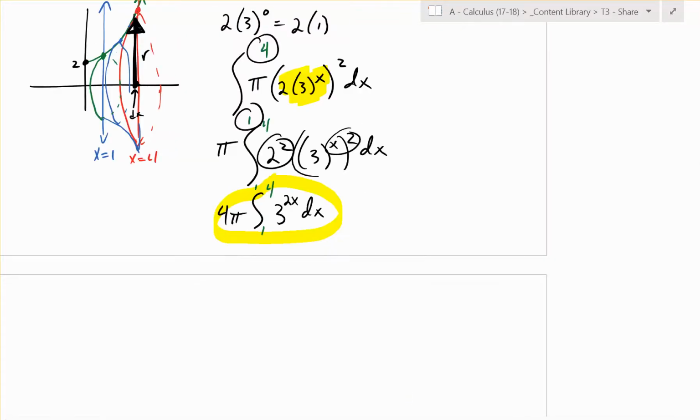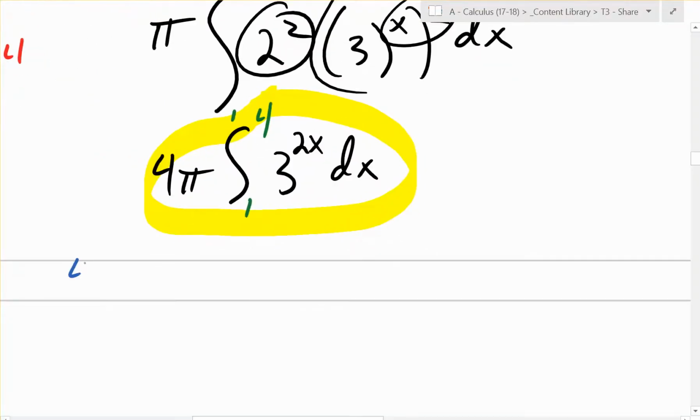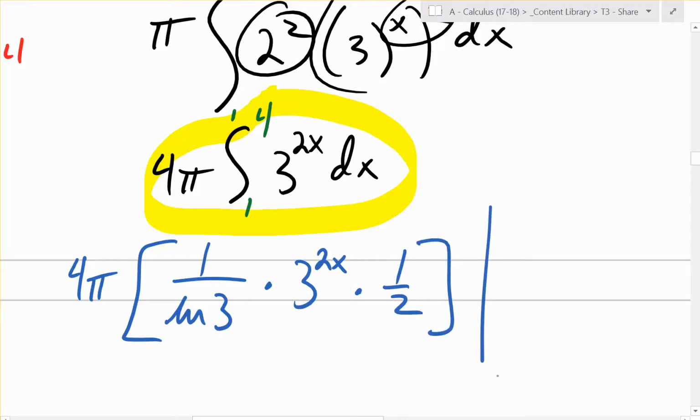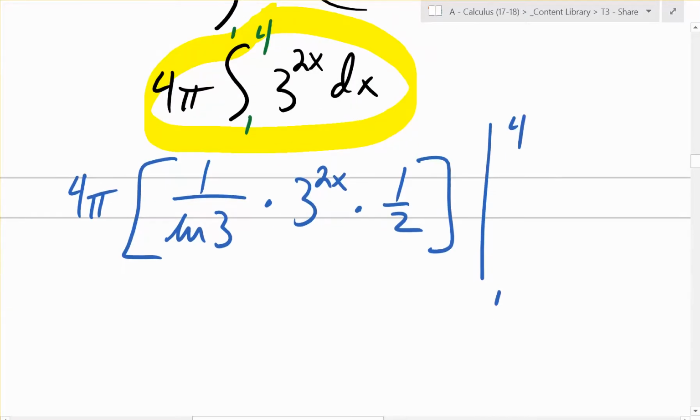So now you need to remember how to integrate something like that. Remember, this 4 pi is just along for the ride. So what's that going to be? Well, it's 1 over ln of 3 times 3 to the 2x, but then it's going to be times 1/2, because you've got to get rid of the 2 after the chain rule. You can test to see if that's the integral by doing the derivative of that. But that's it right there.